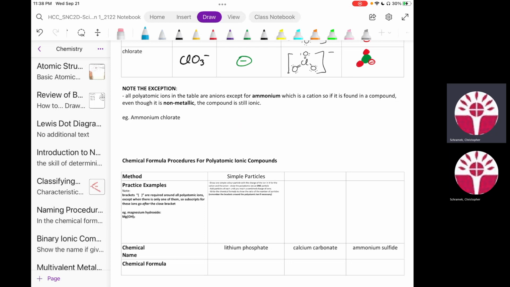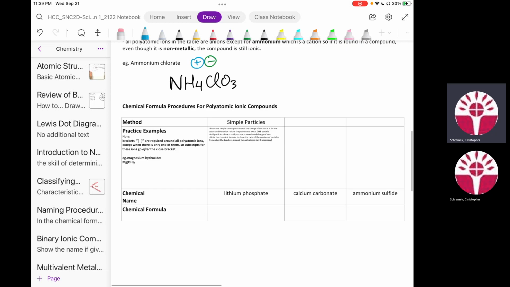So let's draw simple particles, right? So here's ammonium, and it's a positive, and here's a simple particle, chlorate, and it's a negative. So it's a 1-to-1 ratio, we can tell right away. NH4ClO3. Okay, now if we were to draw these guys out in full, that would work too. I'm not going to do that with these guys. I'll do it with the other ones because it's just two.